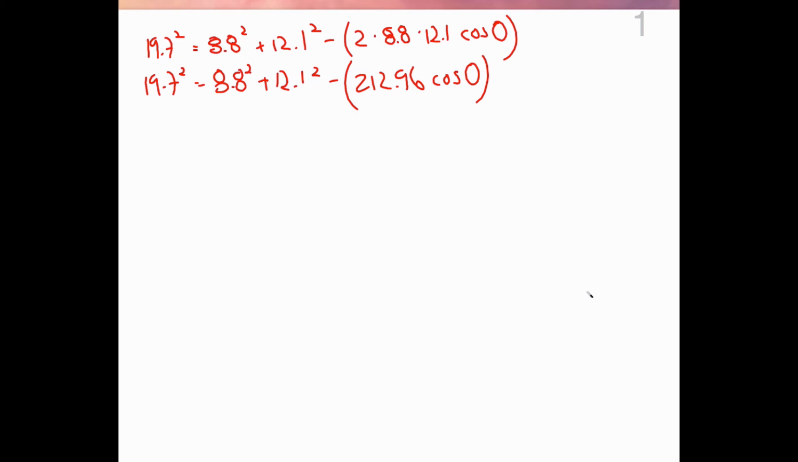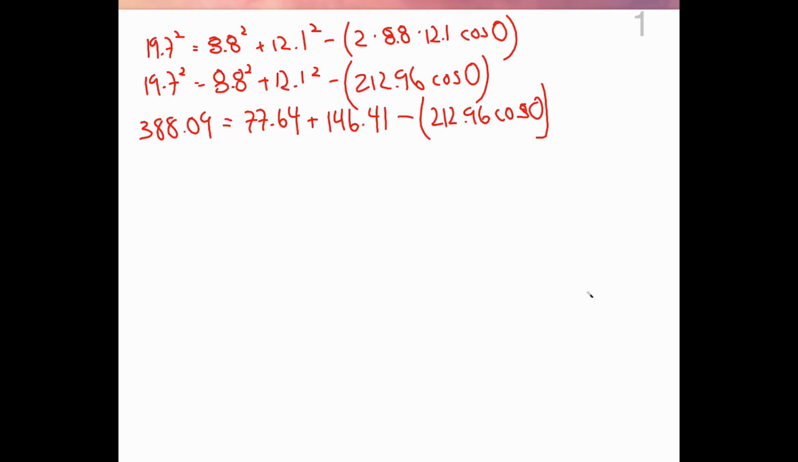Greg, what would you do next? Would you do 19.7 squared? Sure, why not? What's 19.7 squared, Greg? 388.09. And then I'm guessing you probably want to stay with the format there and do an 8.8 squared and get? 77.44. Plus a 12.1 squared? 146.41. Minus parentheses 2 12.96 times the cosine of O. Moving along.